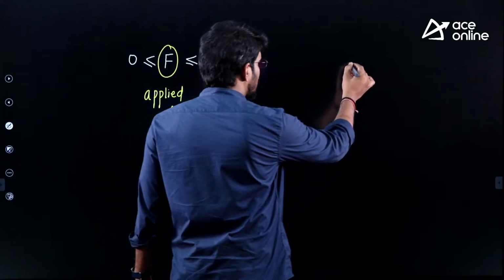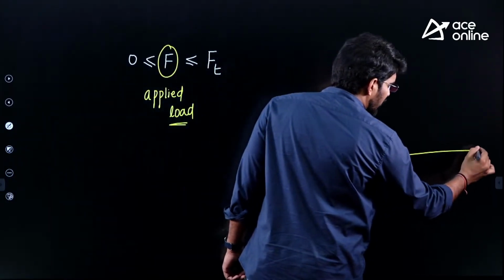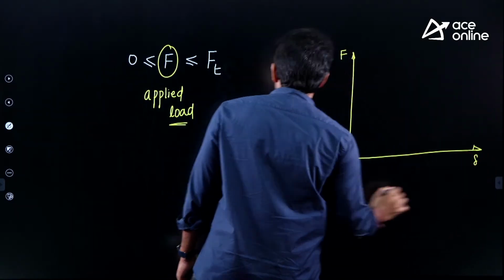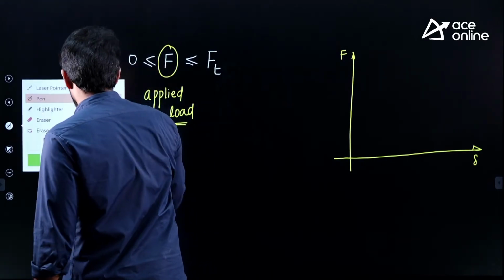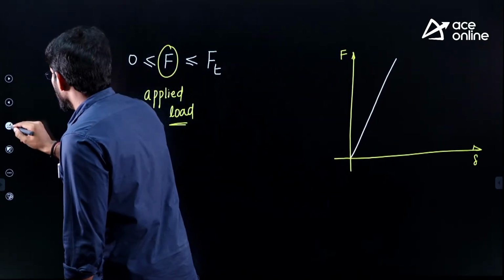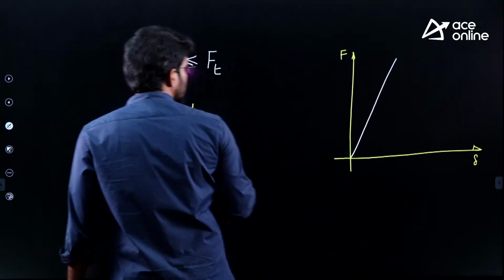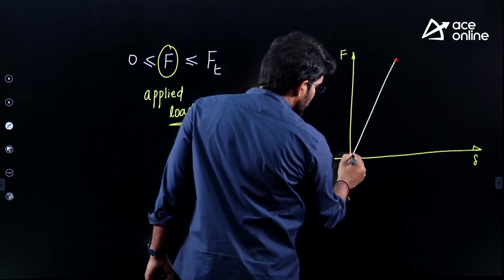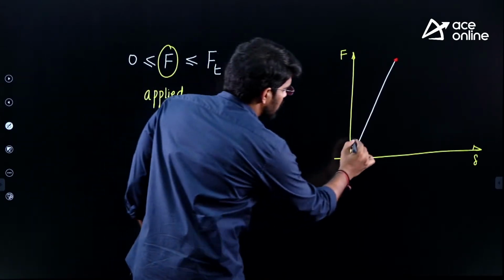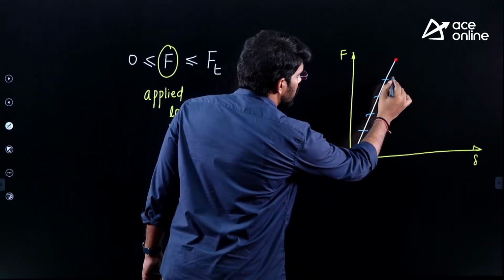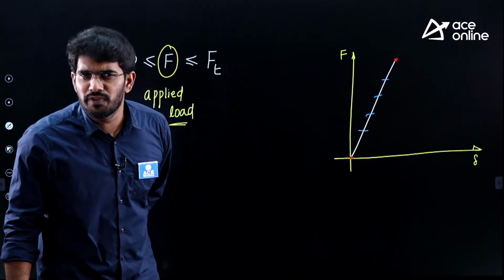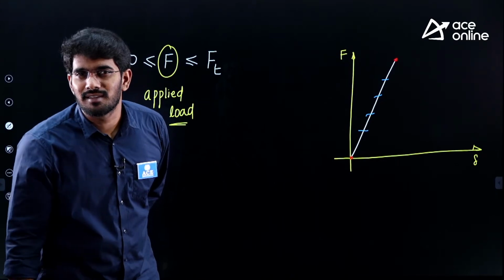Let me assume the same graph here. If I consider the same graph between load as well as deformation, here the graph is like this. It is a linear variation. Now here, as you are loading the member, I can say that this is the failure point. If you start loading at this location and keep increasing the load, you are nearing failure. As you are nearing failure, your safety is decreasing.